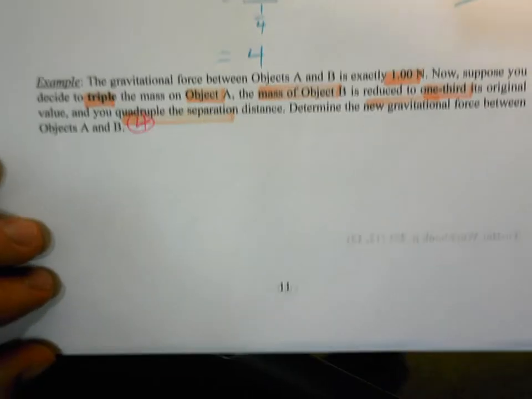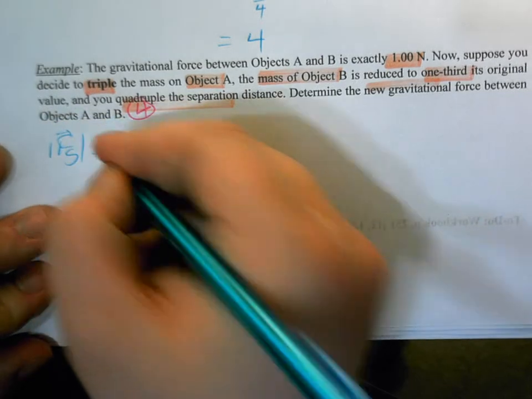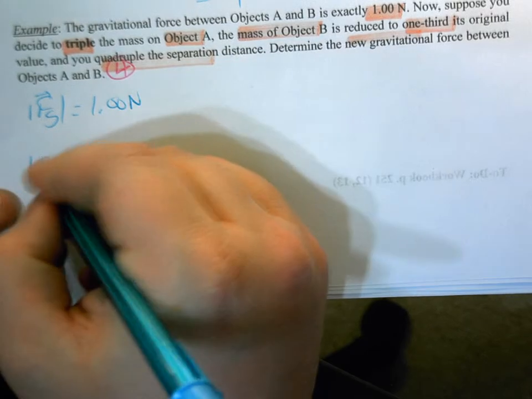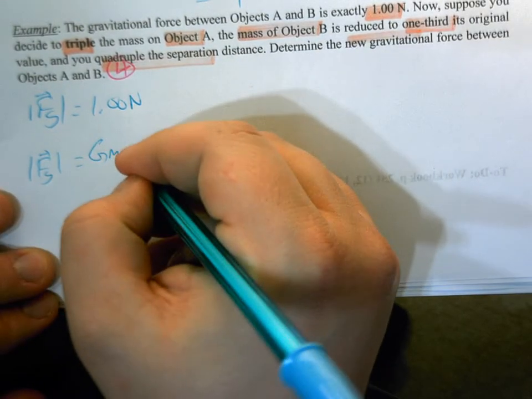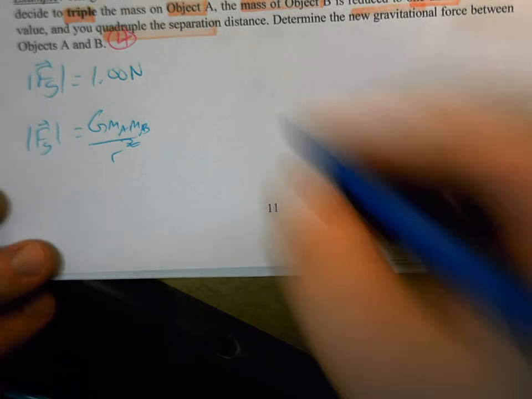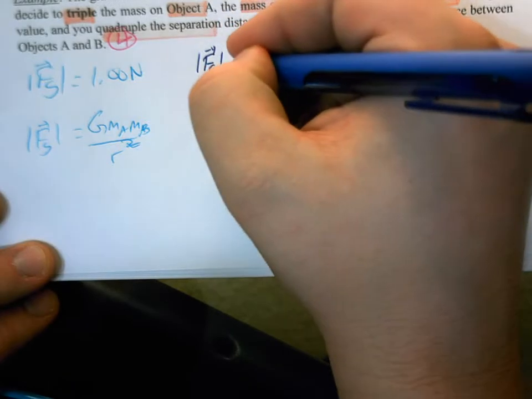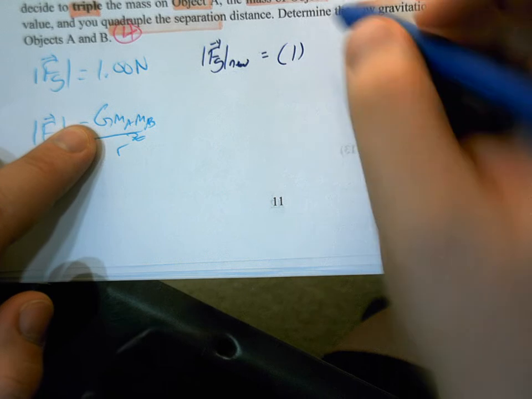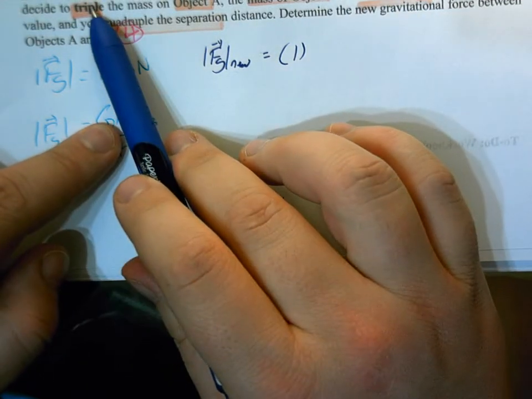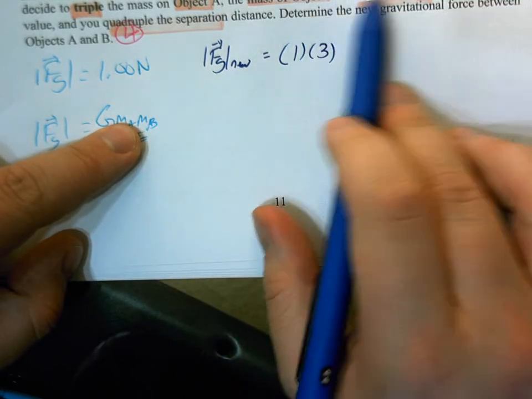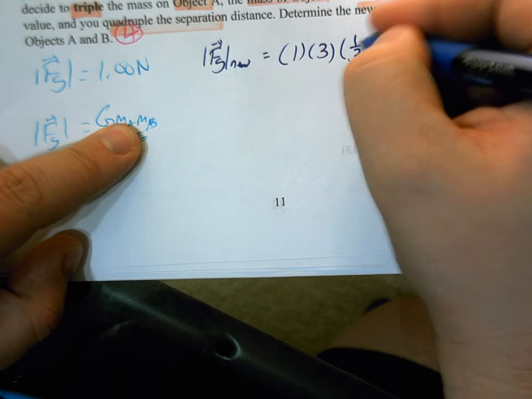So let's have a look at what we got here. So we got Fg, this is going to be equal to 1 newton. And we also know again that Fg is G mass A, mass B divided by r squared. Let's do our little factor method here. So the new Fg, okay, so we are told, well, G is not going to change. Anything that's a constant doesn't change, so we're going to put it as 1. We're told the mass on A triples, so we're going to put a 3 here. We're told that MB is 1/3 of its original value, so we're going to put a 3rd here.